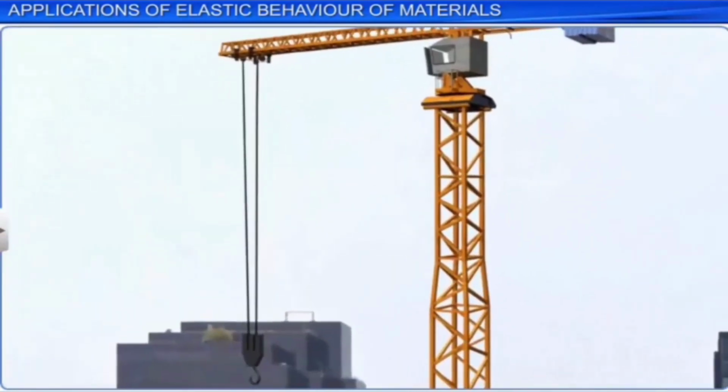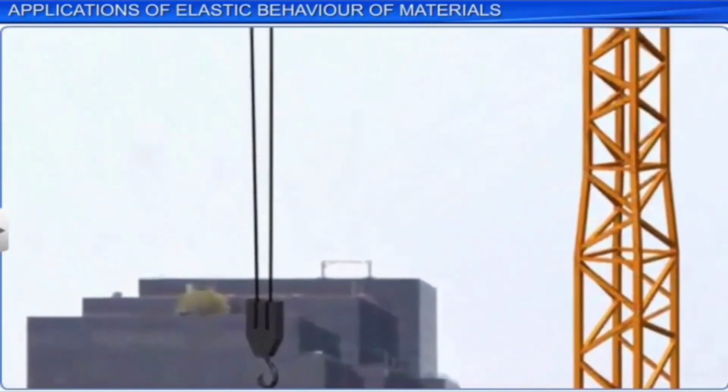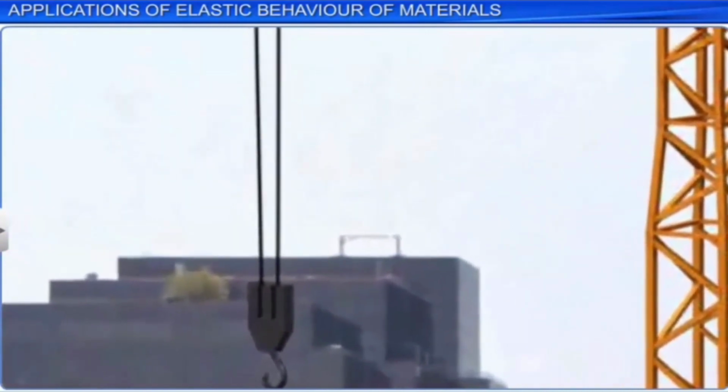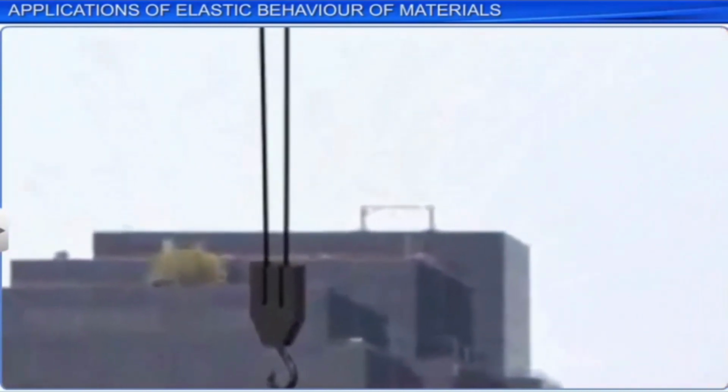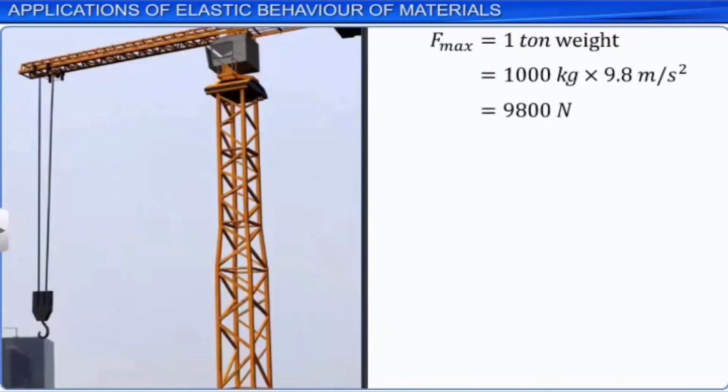The highest value of stress the crane's rope can be subjected to must be lower than the breaking stress value of its material. Consider a crane designed to lift loads of up to 1 ton, with a rope made of steel, of breaking stress 400 times 10 to the power 6 newtons per meter square. The cross-sectional area of the rope can be calculated by equating the breaking stress SU to the ratio of maximum load and the area of cross-section A.